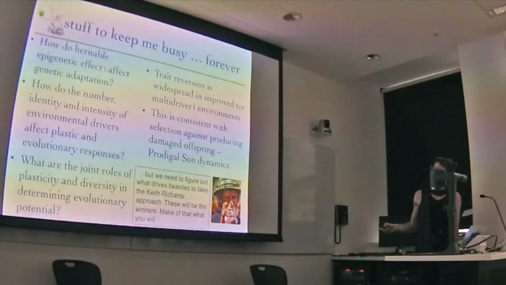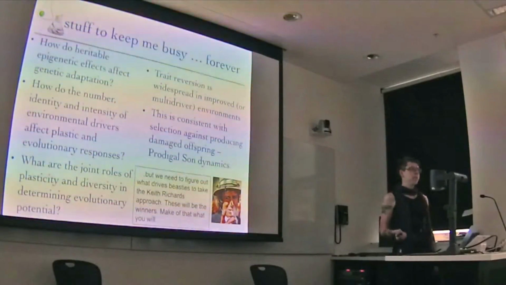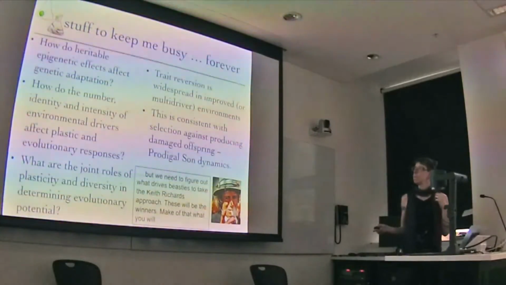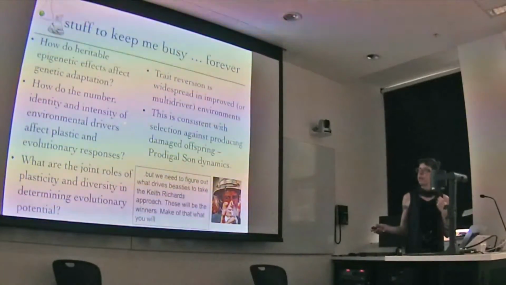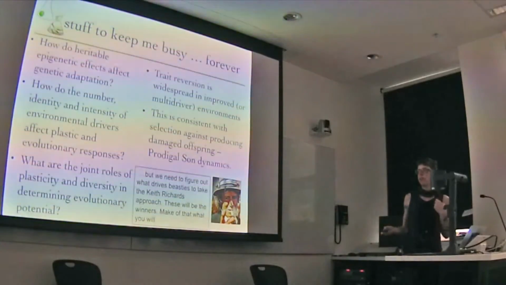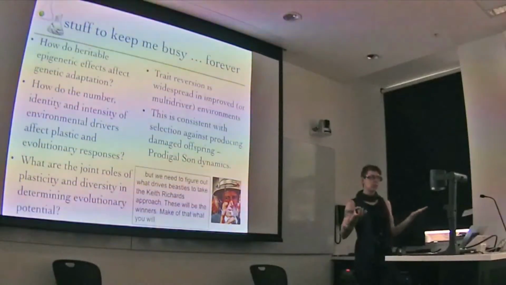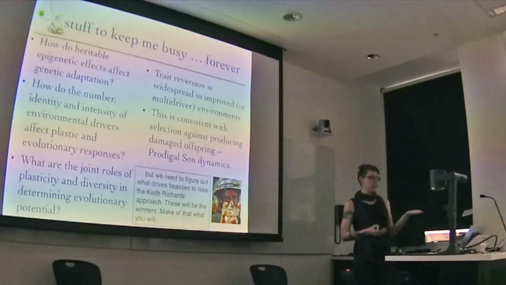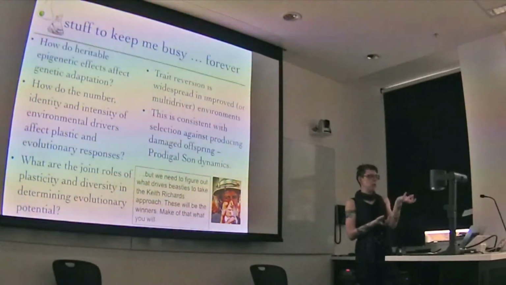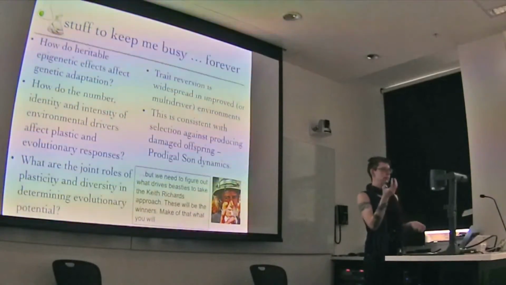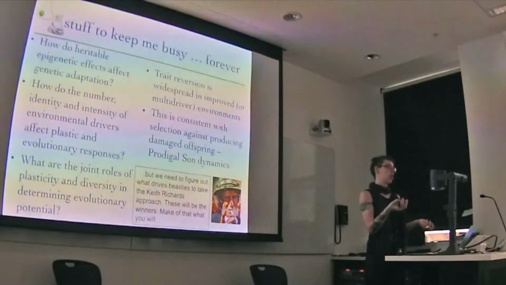So one of the things my lab works on is we look at how heritable epigenetic effects affect genetic adaptation. We've even done some dreaded epigenomics and have lived to tell about it, barely. We look at this multi-driver question: how do the number, identity, and intensity of drivers affect short and long-term responses? I'm especially interested in pulling apart how the sheer number of things changing affects evolution and plastic responses versus how the identity of what the particular things are affects it.